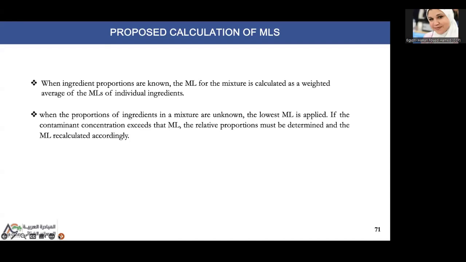Proposed calculation of MLs. When ingredient proportions are known, the ML for the mixture is calculated as a weighted average. When the proportions of ingredients in a mixture are unknown, the lowest ML is applied if the contaminant concentration exceeds that ML.